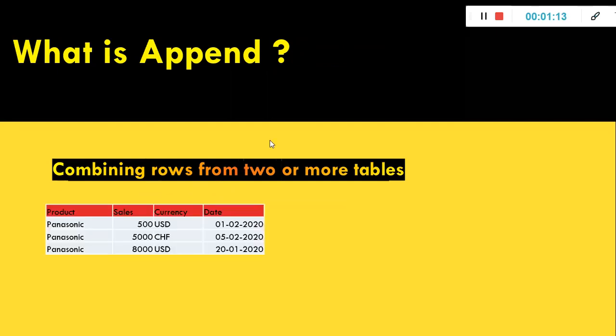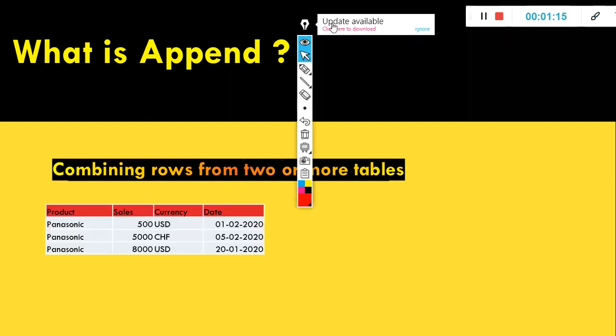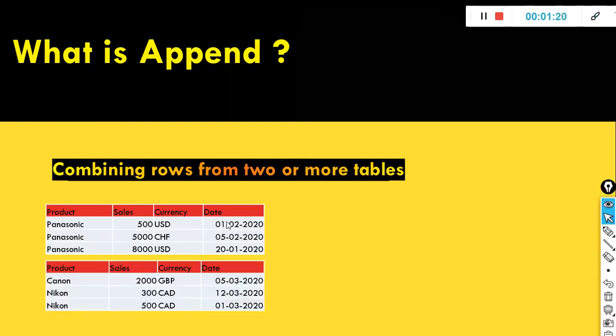To make it clear, take a look at this data set. And I have another data set. My manager has given me these two data sets, and he wants me to combine them, and he wants to see how much we sold in total for Panasonic, Nikon, and Canon.